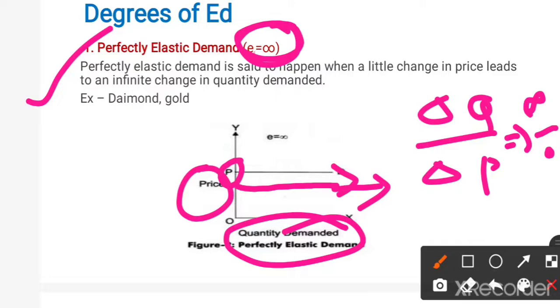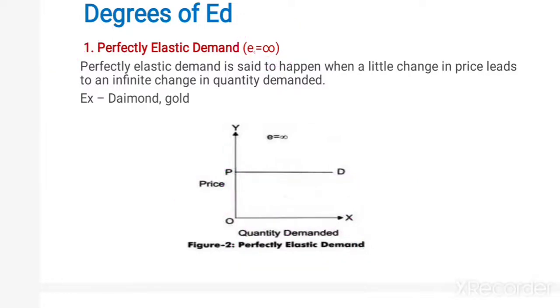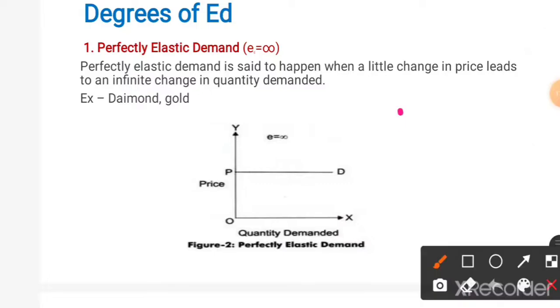So the definition is: perfectly elastic demand is said to happen when a little change in price leads to an infinite change in quantity demanded. Here you have to remember this definition. And for an example you can just write a super luxurious good. Okay, and this is the graph. So what is the shape of the graph? Horizontal to the x-axis. Okay, the shape of the graph is a straight line horizontal to the x-axis. So that is the perfectly elastic demand.